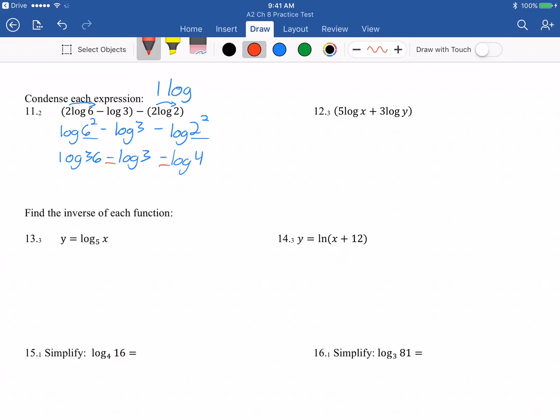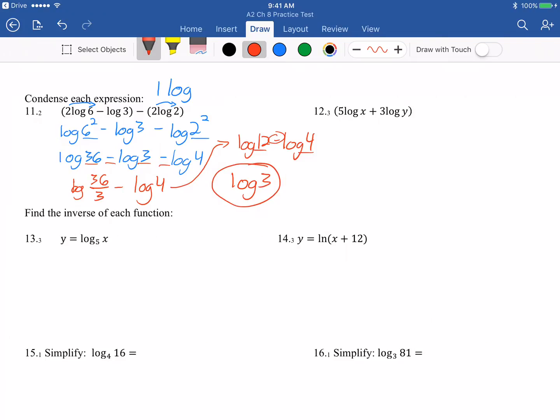All right, and now here we have all these minuses that are in between. We have that minus and we have that minus. So if you look, when we're doing those back and forth in number 10, that minus means that in one log we're going to divide these guys. So now this is going to be the log of 36 divided by 3 minus the log of 4. All right, so here if I bring this guy up here, I have the log of 12 minus the log of 4. And again, I take these two numbers, since that's a minus, and I can divide them. So now my answer is the log of 12 divided by 4, which is the log of 3.